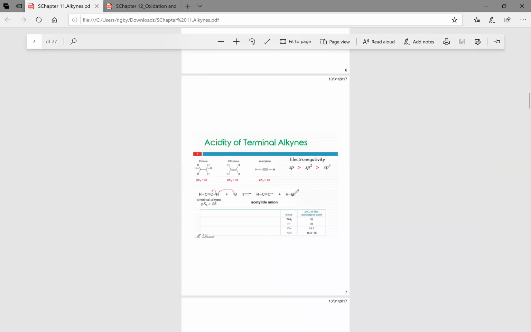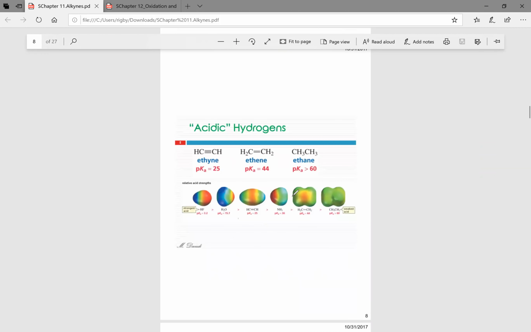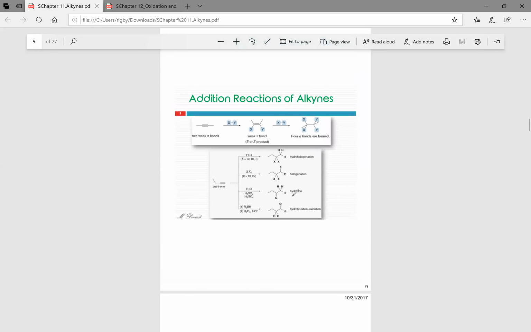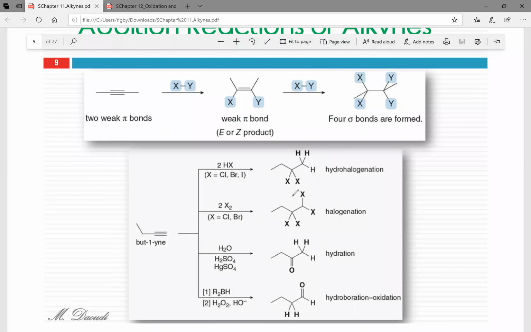Okay, so this slide here is discussing the acidity of terminal alkynes. I'm going to come back to this later. For right now, I'm just going to continue on past this and move on to the actual addition reactions of alkynes. So a lot of these addition reactions should be at least a little bit familiar to you from the alkene chapter, because a lot of these have at least similar names, if not similar mechanisms.